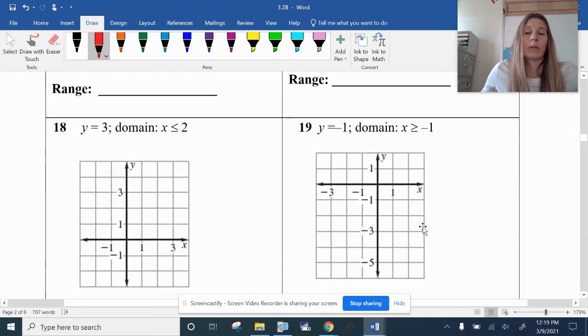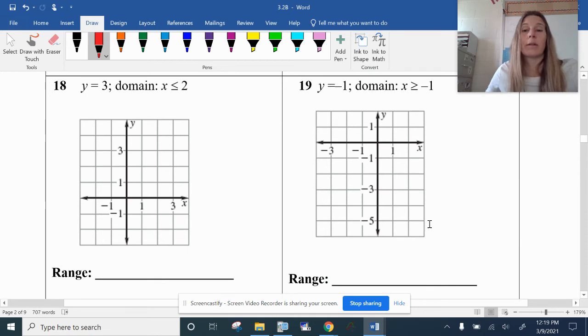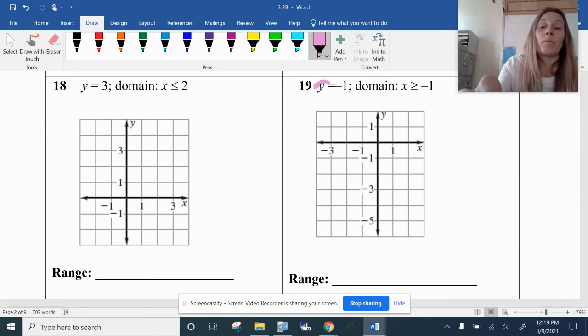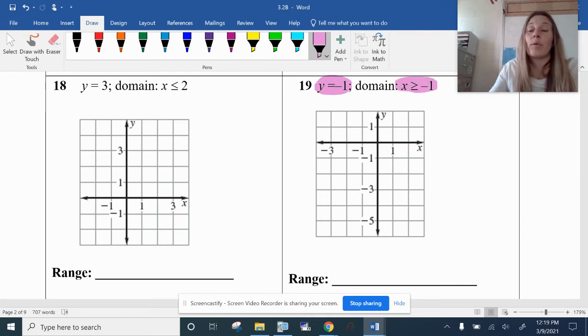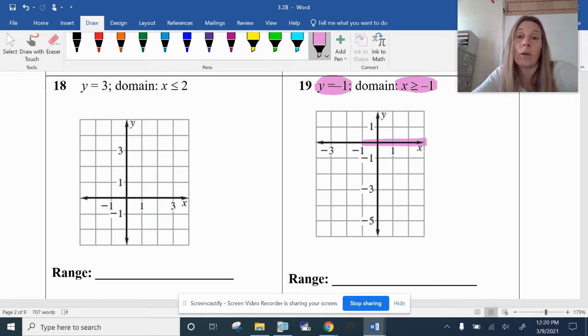Okay, so let's do one of those that has a restriction this time. If we take a look at number 19, y equals -1, and then there's also a domain. Remember, when there's a domain, it's a nice idea if you have a highlighter to highlight where that domain is going to be. If my x values have to be greater than or equal to -1, I'm going to highlight the numbers on the x-axis that are greater than or equal to -1. So I know I can't go past there.